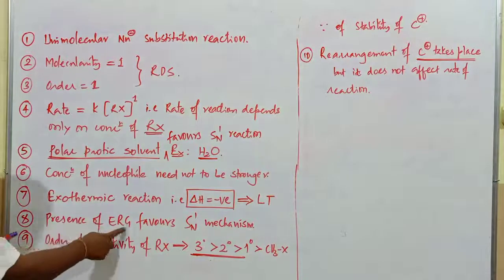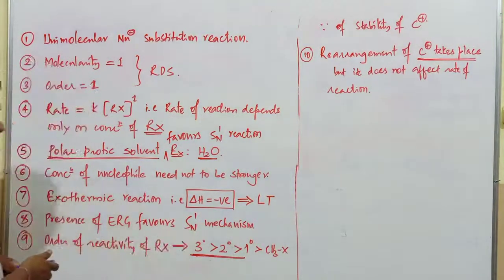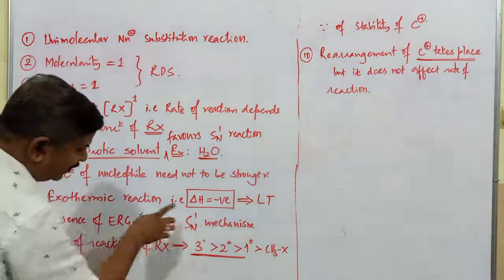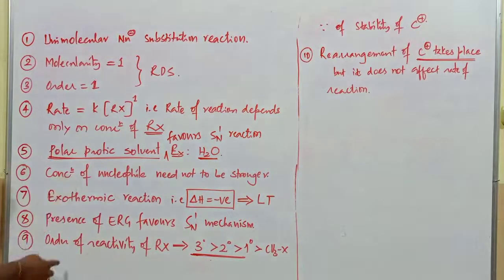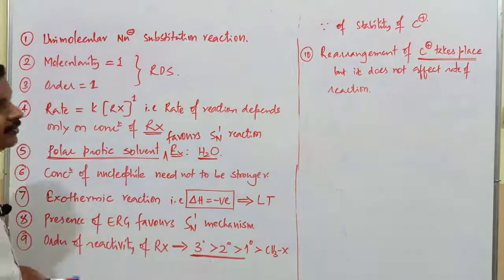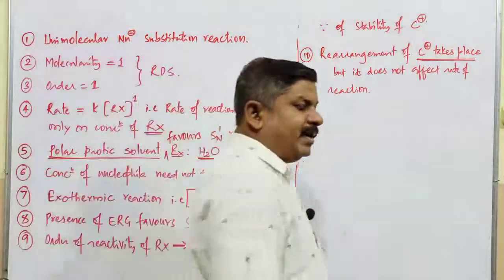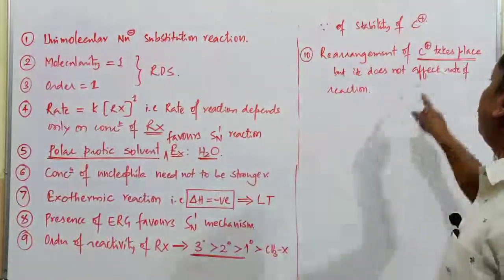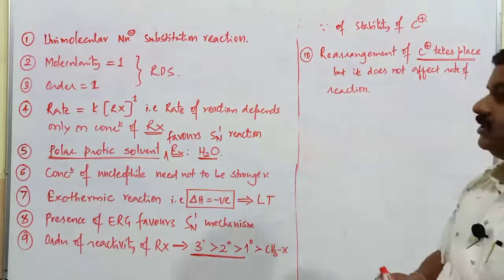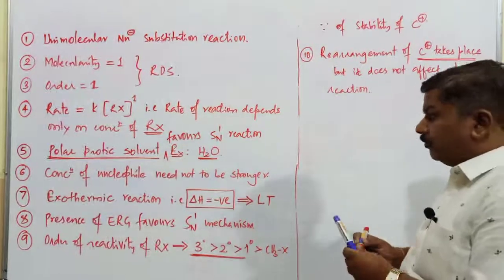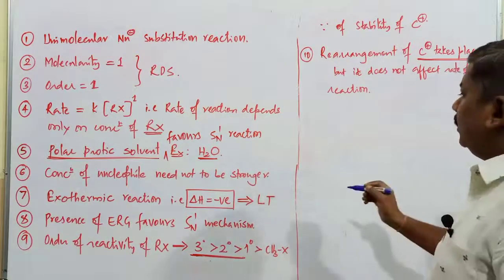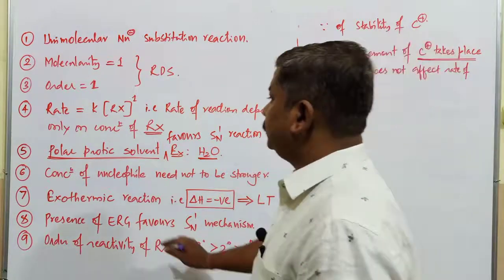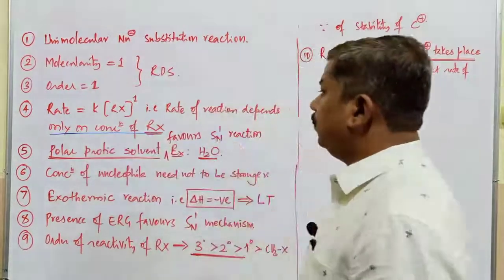Presence of electron releasing groups favors the SN1 mechanism. As more and more electron releasing groups are present, the SN1 mechanism takes place extensively. The order of reactivity of alkyl halide has been mentioned, and rearrangement of carbocation also takes place in this case. Then one simple example I will consider here. Already I have mentioned that the rate of the reaction depends upon the concentration of only alkyl halides.